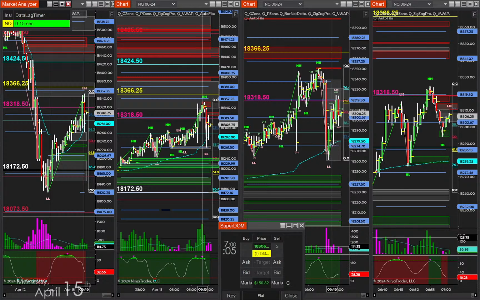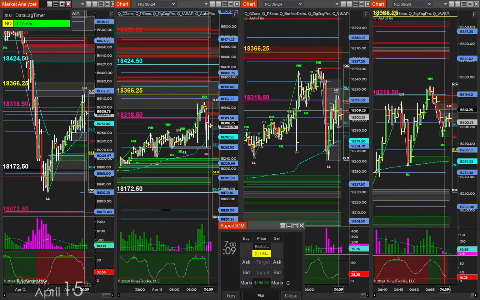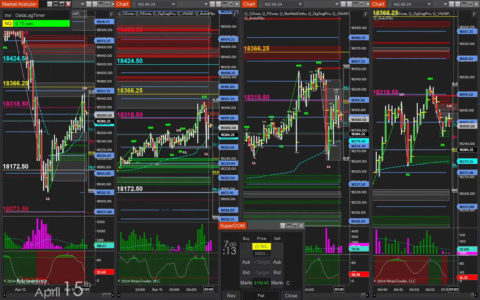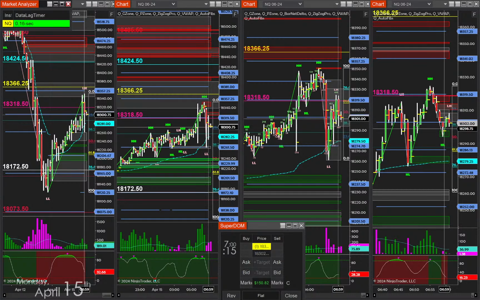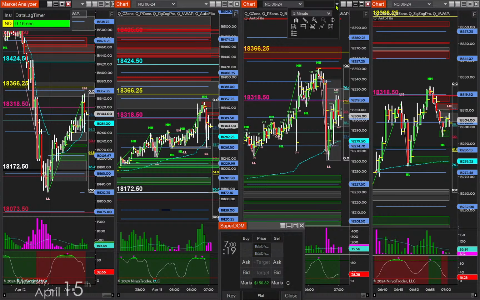All right, so I'm just going to call it. I think it's just going to chop here, right? Like I said, it'll likely bounce here, come back here. People are going to go long up here. People are going to go short down here. So it's just going to chop between this range right here. It needs to break this range for me to do anything.